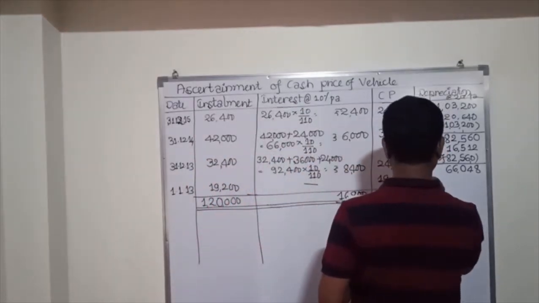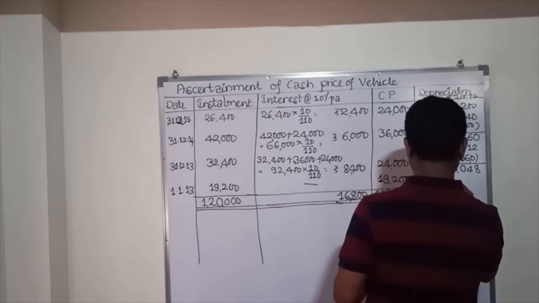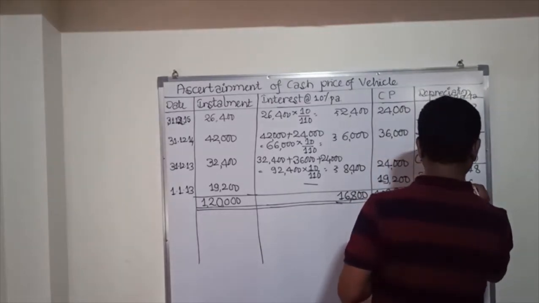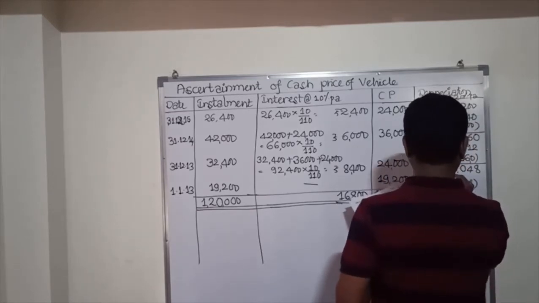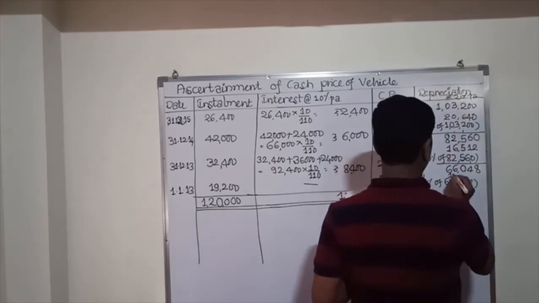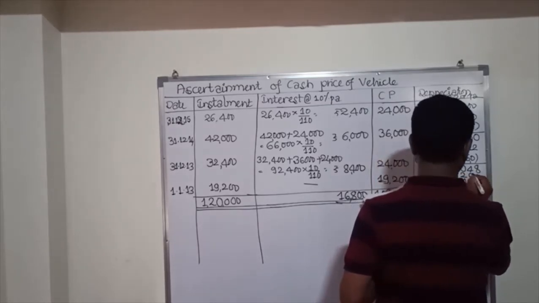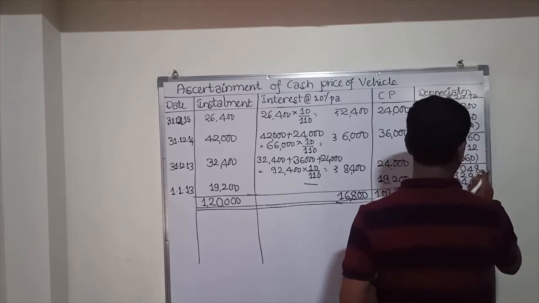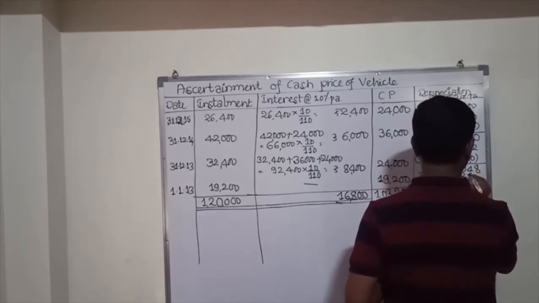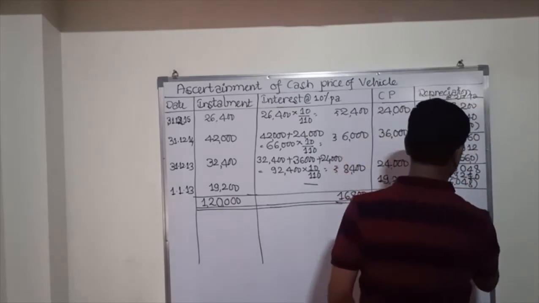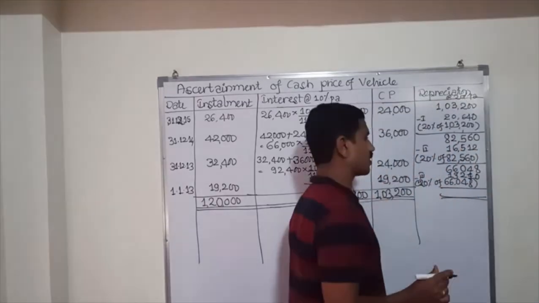So at the end of the third year, again 20% of 66,048. So 5 1s are 5, 16, 5 3s are 15, 5 2s are 5 zeros, 9.2 we will get. So it will be 13,210 approximately. Then we make approximation to the nearest rupee here.